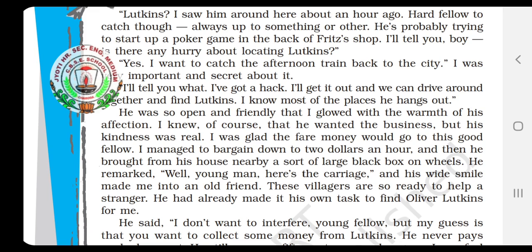So here we came to know how the narrator was impressed by that delivery man. We can see here that the narrator found the hack driver, the delivery man, so friendly with him now. And that he glowed with the warmth of his affection. Glow means to shine, warmth means love, it seems that he was so friendly, and his love and warmth made this man, the narrator, hopeful.